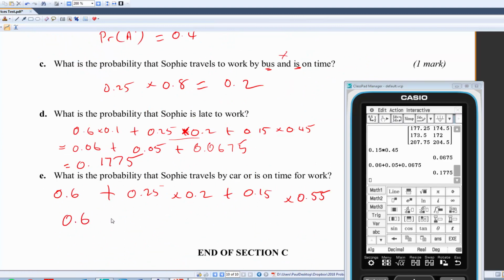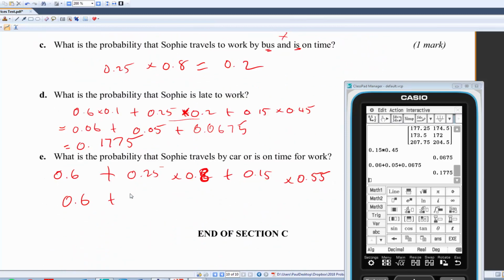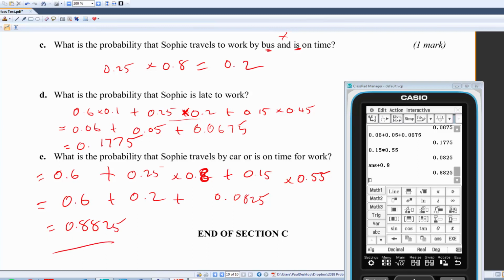So now we need to add these together. 0.6 plus, that's supposed to be 0.8. Again, to go over that, it's 0.25, which means that she is on the bus and she's not late, or on time. So it's 0.25 times 0.8 plus 0.15 times 0.55. A quarter of that is 0.2, and this one here I'm not going to do in my head because I can't. Now I'm just going to get it to tack on 0.2 plus 0.6, which is 0.8. So that will give us 0.8825. Alright, so there's the solutions.